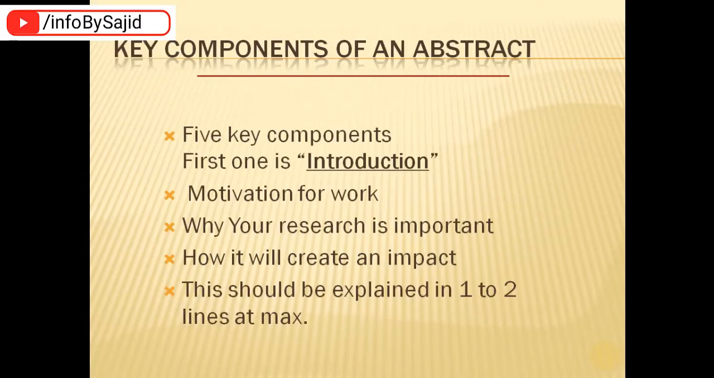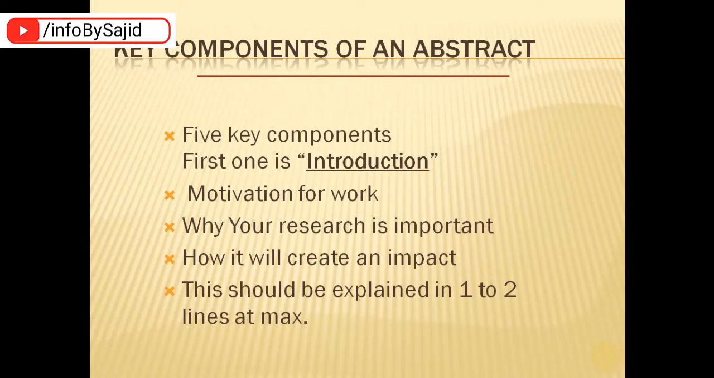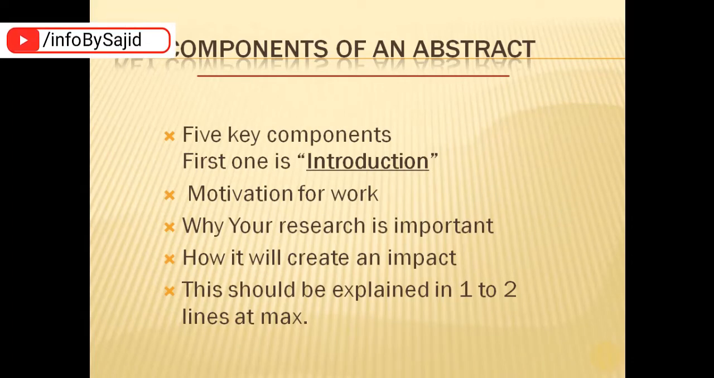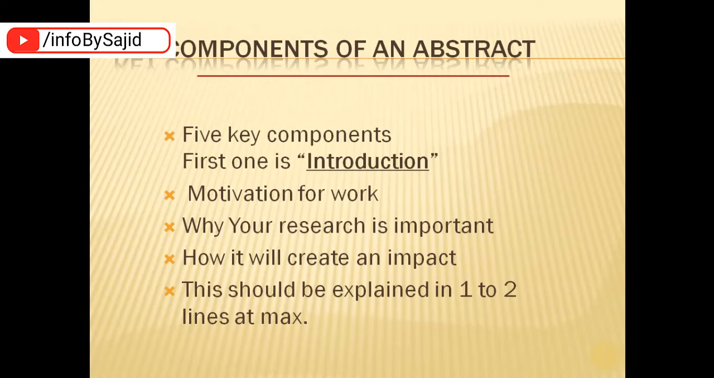Next, we are going to discuss the key components of an abstract. There are 5 key components. The first one is introduction. That is, what is the motivation for your work, why your research is important, what is the significance of your research, and how it will create an impact. This should be explained in a maximum of 1 to 2 lines.